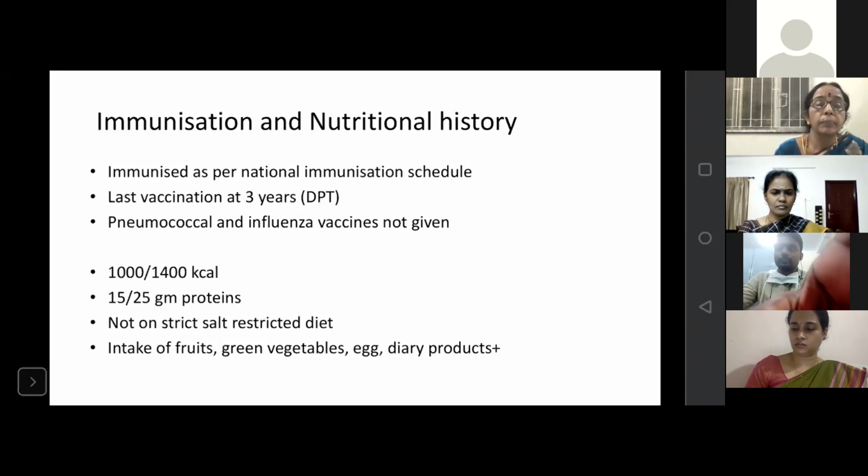Nutrition wise, she has an intake of 1000 calories against an expected 1400 kilocalories, and 15 grams of protein against an expected 25 grams of protein. There was a deficit of 400 kilocalories and 10 grams of protein.